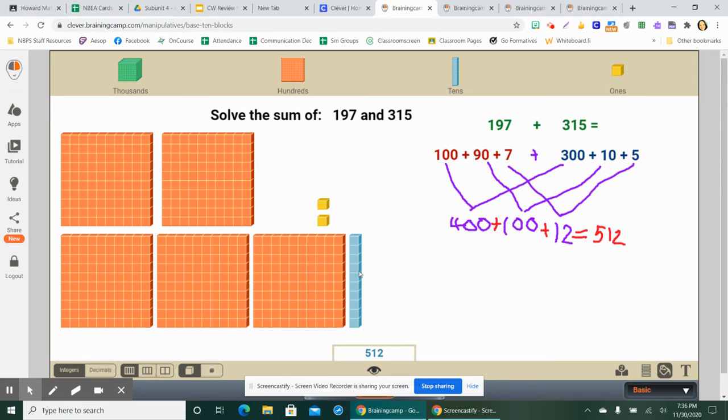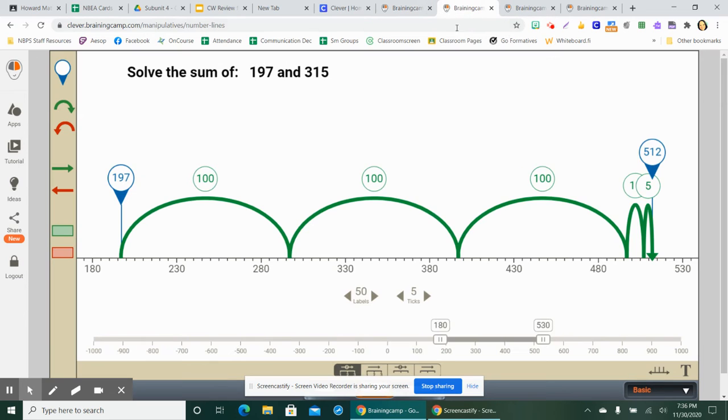So there's my new answer, 500 and 10, 11, 12. So you could do that in order to show it with the base 10 blocks. So this is a strategy. And then you could also use the number line.